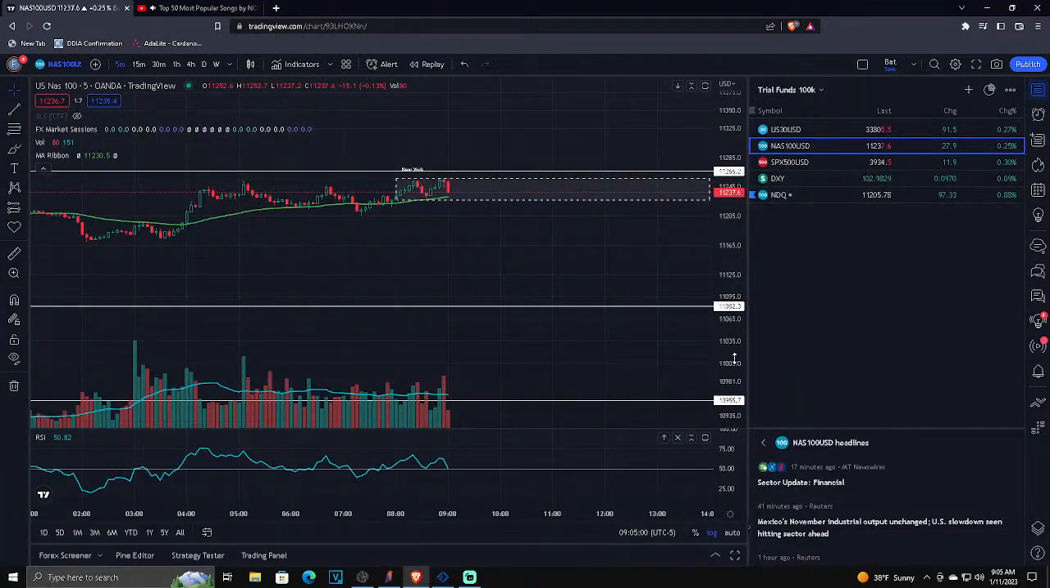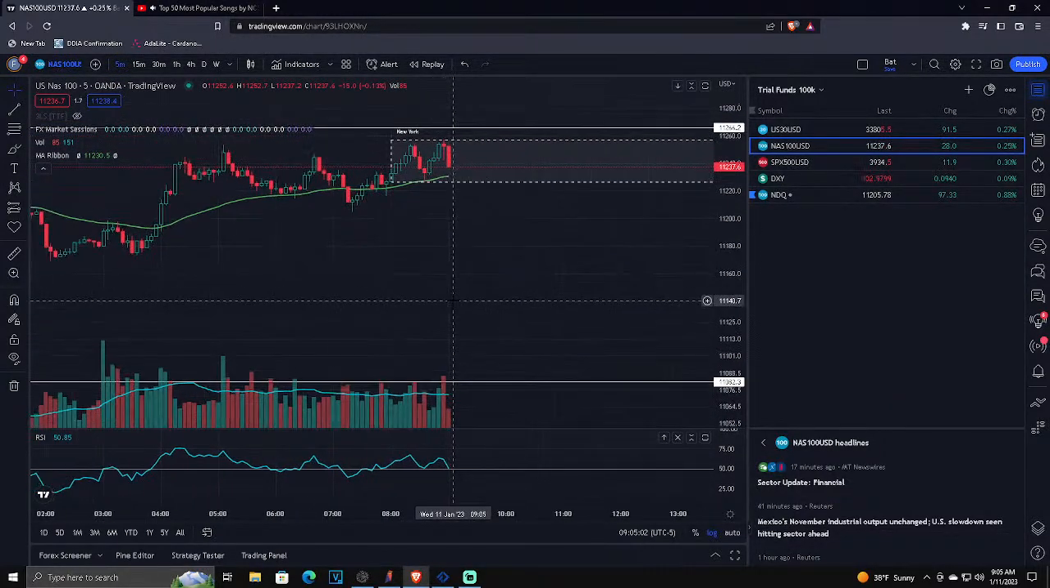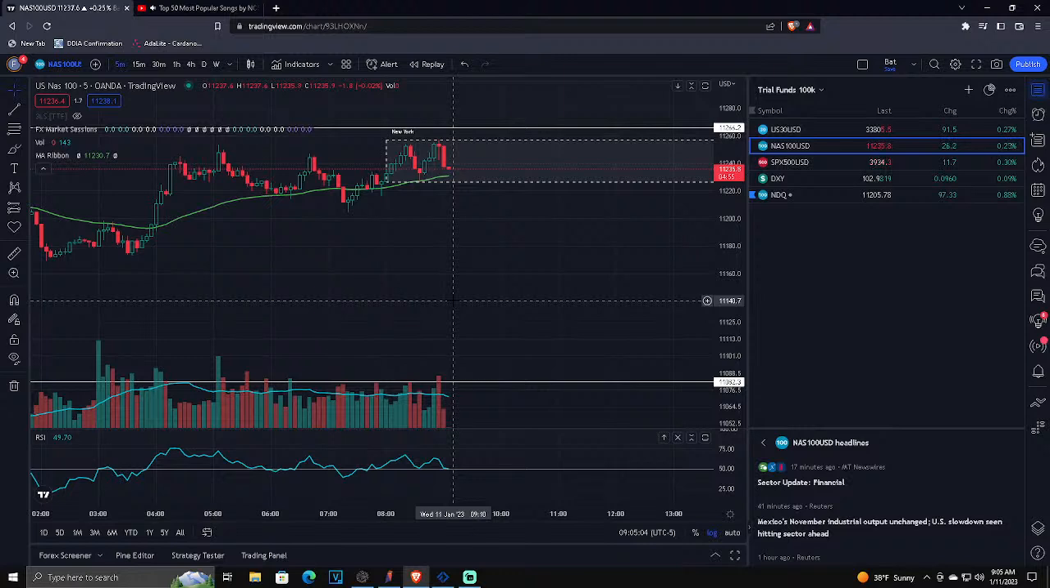One thing I've seen recently that I've really been having to be careful of is trading too close to the opening bell. The 9:15 to 9:45 window on the New York session is extremely volatile, and you can get stopped out on a wick very quickly. So I tend to wait a little bit and let the volatility die down.